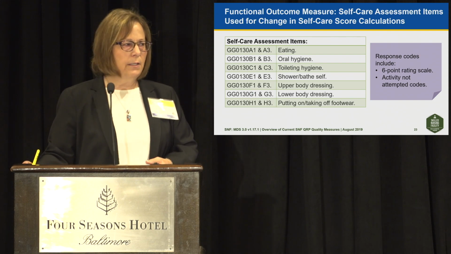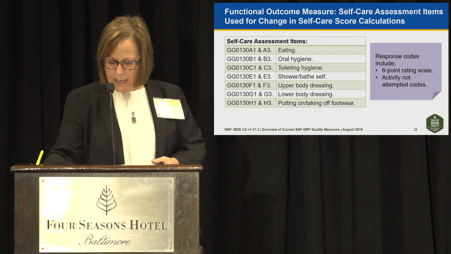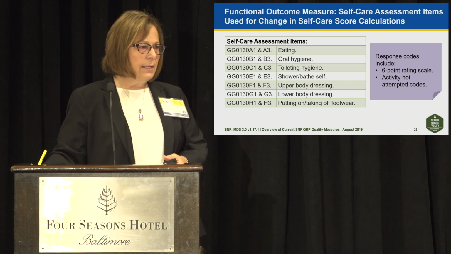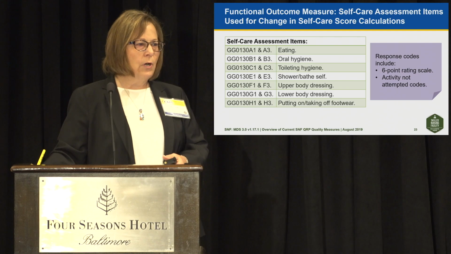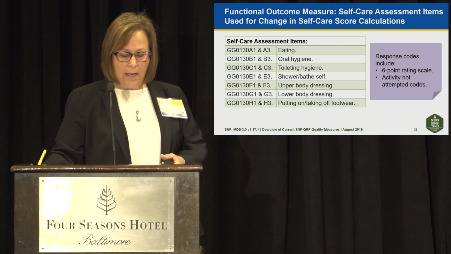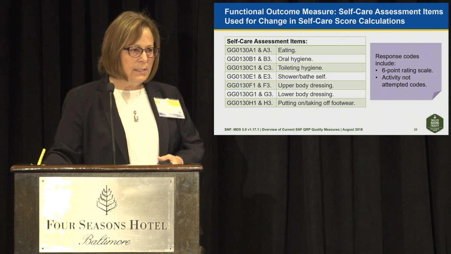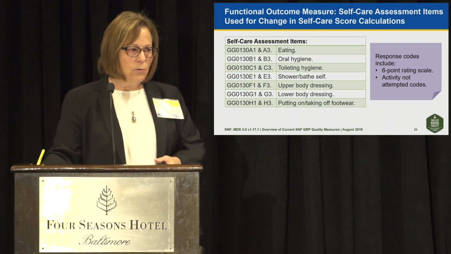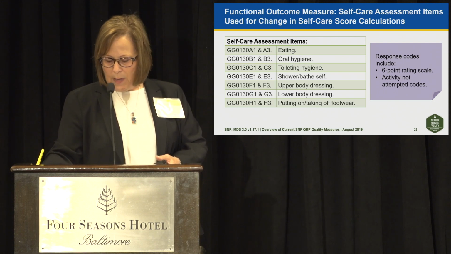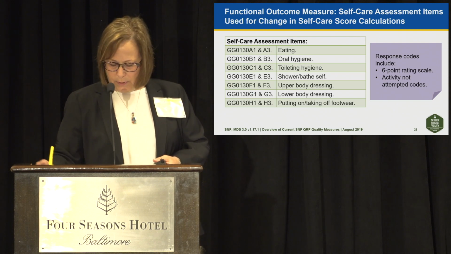This measure is calculated using the 6-point rating scale because in order to calculate the change, you need to address numerically how to calculate that change. So it includes the 6-point rating scale, 01 through 06, or independent through dependent, and all of the activity not attempted codes.